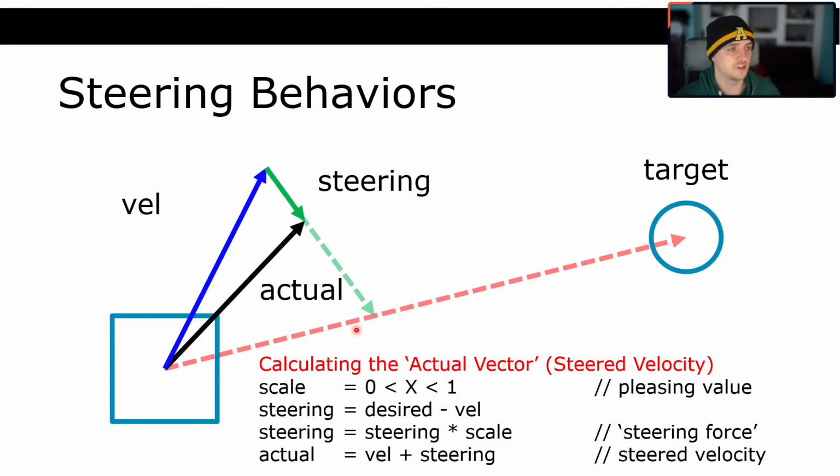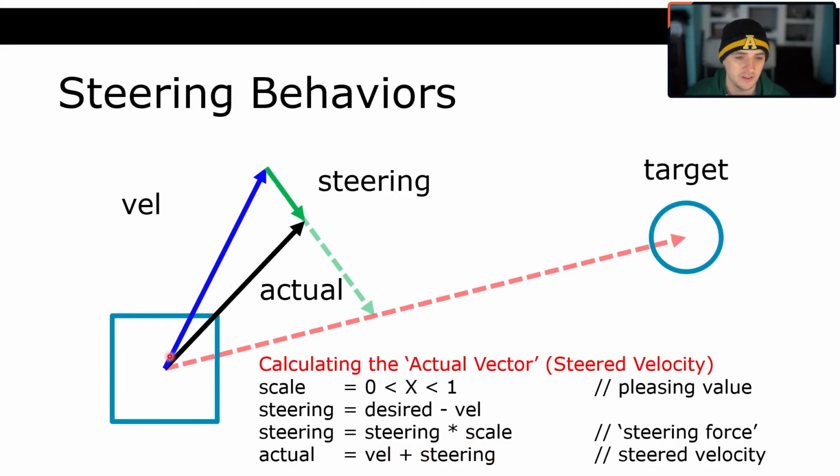First I have to choose a scale value between 0 and 1. Don't choose 1 and don't choose 0, right? So maybe we have 0.1 or something like that. 0.1 would give us, every frame of the game, a scaling of 10% toward the desired vector. Then the steering vector, as we said, is desired minus velocity. Then we take that steering vector and multiply it by the scale we wanted. And then the actual vector that we want to end up with is velocity plus steering.